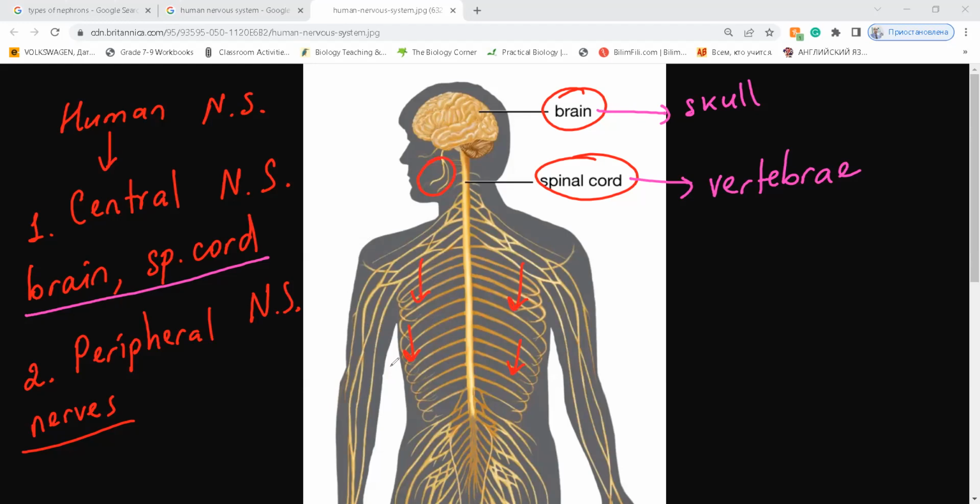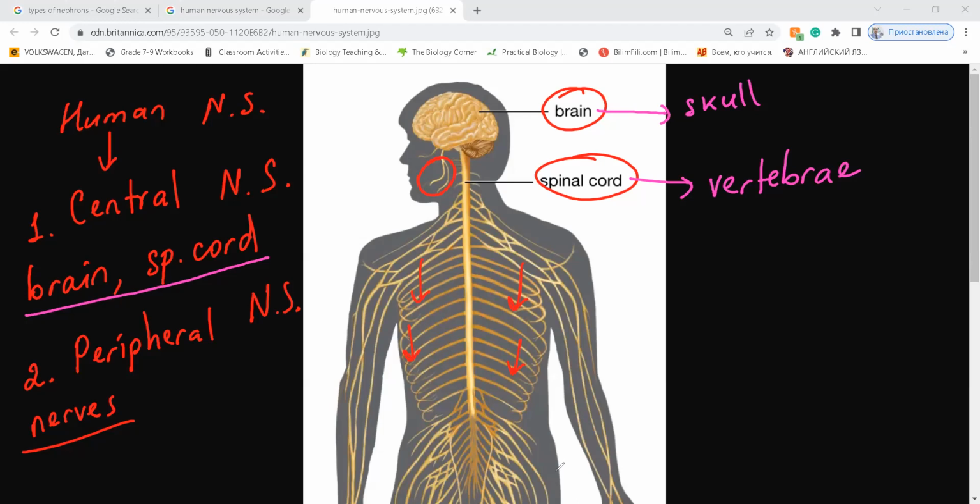Let's say that I'm thinking to move my hand. In this case, firstly, from the brain through the nerves, information goes to the muscles, and these muscles make these movements. So nerves carry impulses to or from the CNS. So this is a general introduction to the human nervous system.